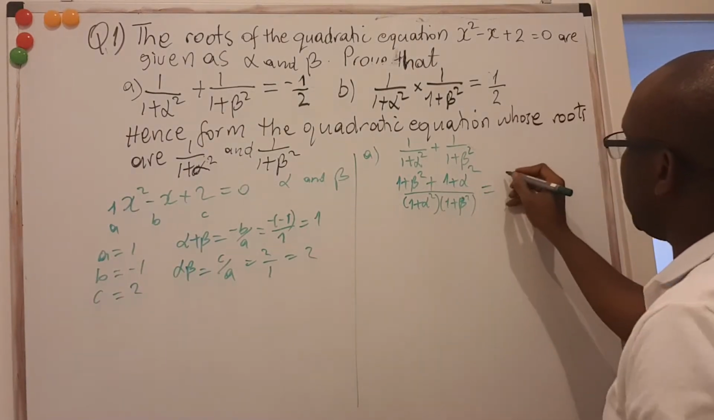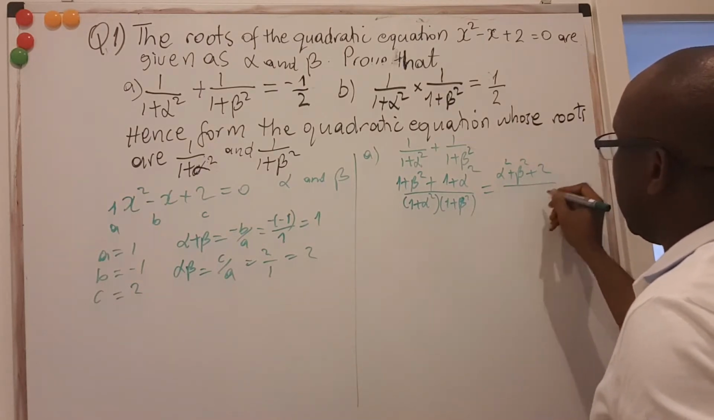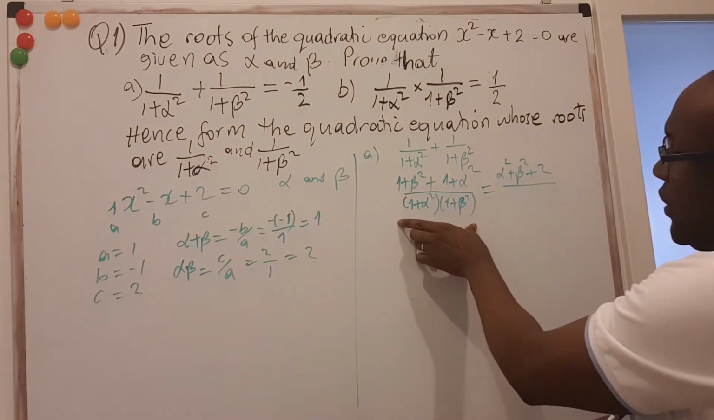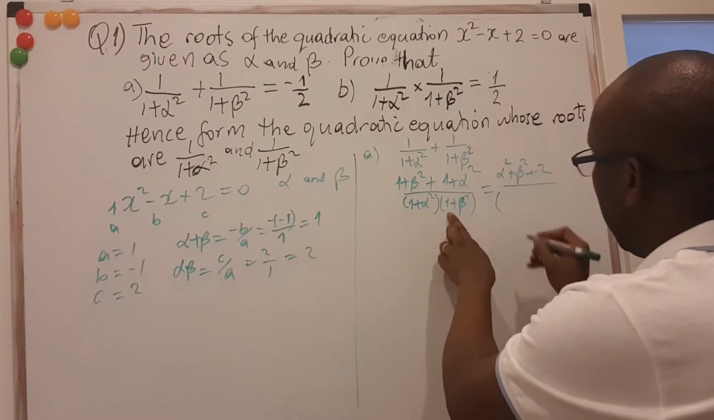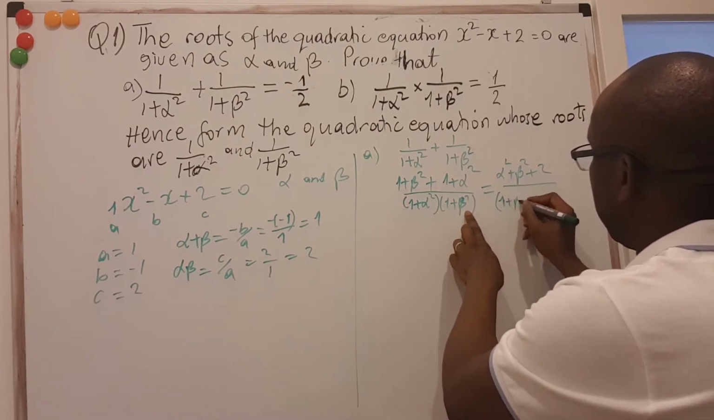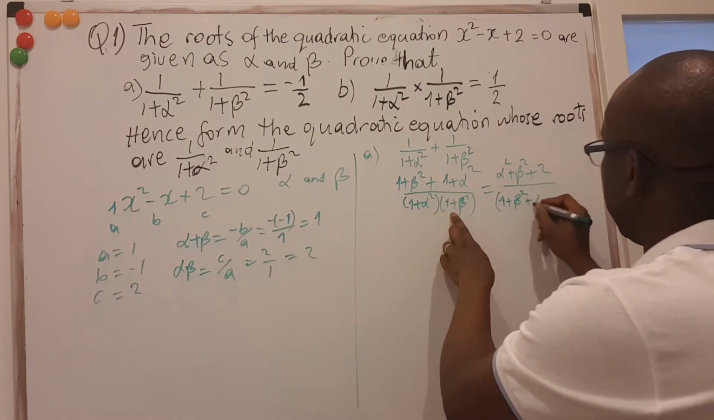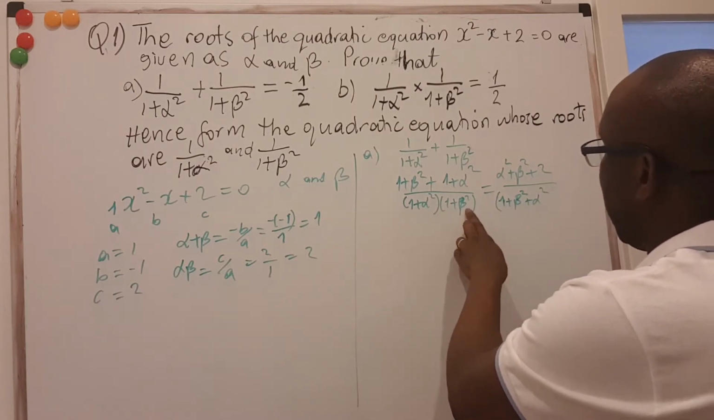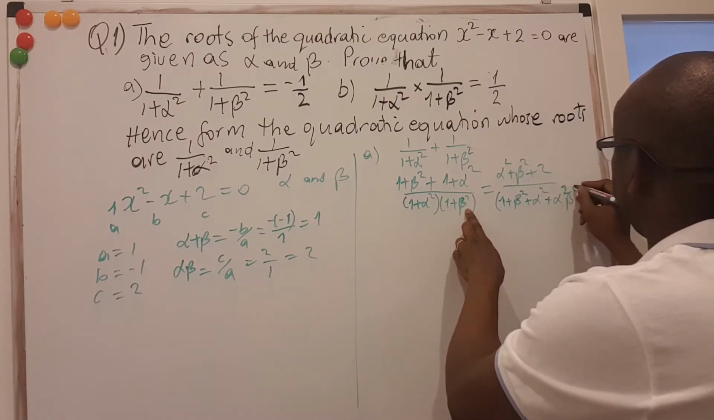If we arrange that well, this will look like alpha squared plus beta squared plus 2, divided by the denominator, which we can open as well. 1 times 1 is 1. 1 times beta squared is beta squared. Alpha squared times 1 is alpha squared. Alpha squared times beta squared is alpha squared beta squared.